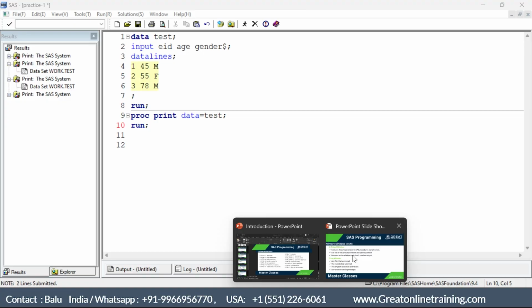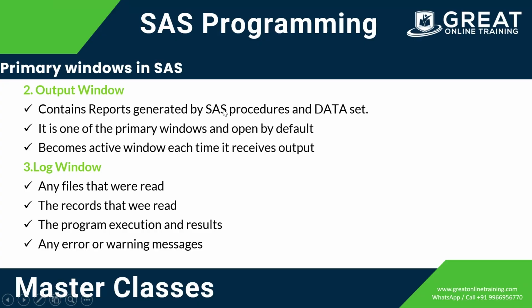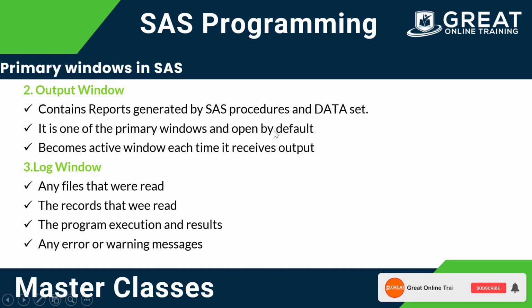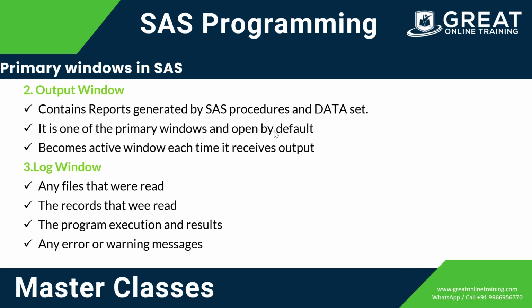You just see here that it contains a report generated by the SAS procedure and data set. It is one of the primary windows opened by default. Yes, whenever you open SAS, the SAS output window also gets opened automatically, but it won't be active or show any results until you write a proc print step. It becomes an active window each time it receives an output.